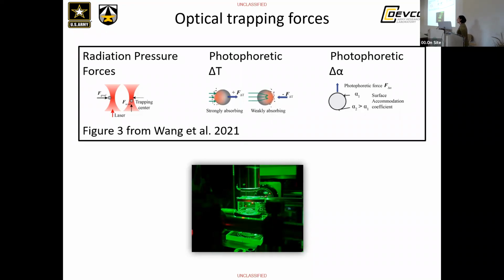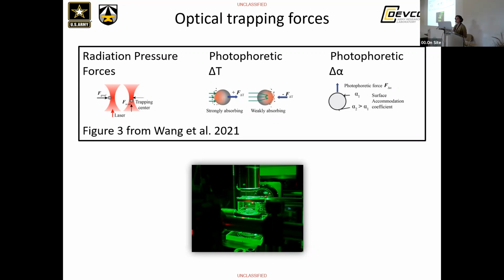So optical trapping, there is a lot of different configurations that you can use depending on the size of the particle and the type of particle, whether it's absorbing or non-absorbing. And there's also a lot of different techniques that have been tried to manipulate particles. So the optical trapping forces consist of two main forces. You have radiation pressure forces and the photophoretic force. They both have a radial and an axial component.